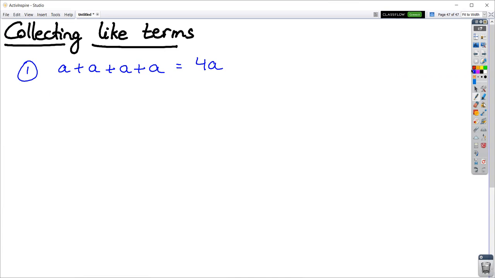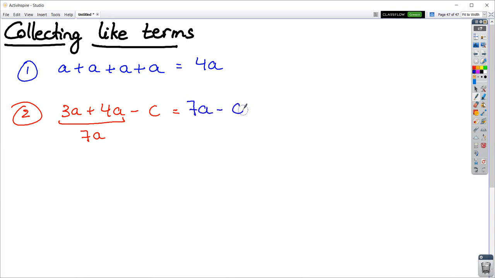Now, the second question is when we are having 3a plus 4a minus c. To write down the simplified form for this one, you have the first two terms first. So you add them together, which is 3a plus 4a, which would be 7a. And then you do minus c. Because these are two different terms, you cannot add or take them away from each other. So you're going to keep them the same. The simplification of this would be 7a minus c.